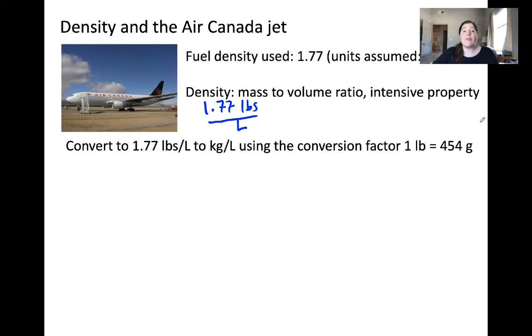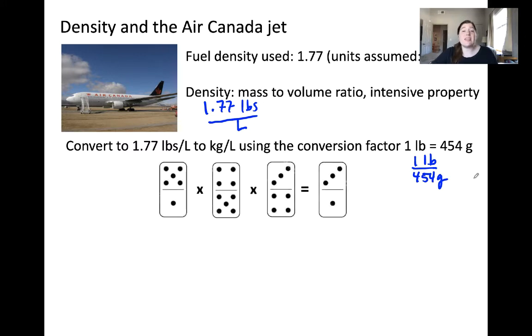Let's convert from pounds per liter to kilograms using the conversion factor 1 pound is equal to 454 grams. It's often useful to put these conversion factors into fractional form so that we can cancel units appropriately. In this case, we can write 1 pound is equivalent to 454 grams. Remember, this allows us to cancel units that are in the numerator of one term with units in the denominator from another term. And you may want to look back at the metric prefix video to remind yourself of why that is.